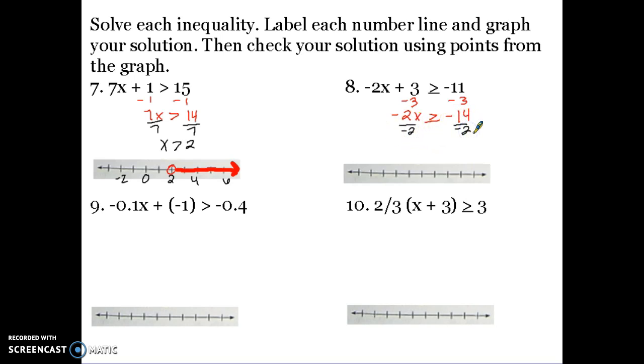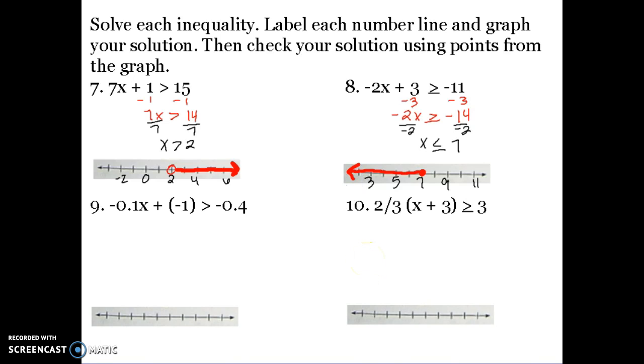When you divide or multiply both sides of an inequality by a negative number, you have to flip your inequality sign. X is less than or equal to positive 7. So I graph this with a closed circle on 7 because 7 is a possible solution. And I shade everything that's less than 7.